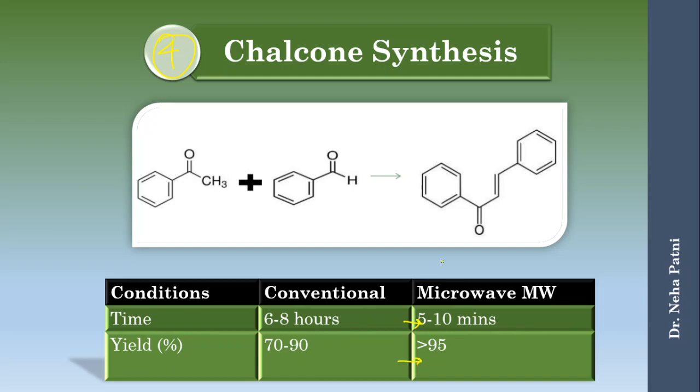So I think with those examples and the explanation, you are able to understand principle number 6, which is design for energy efficiency.